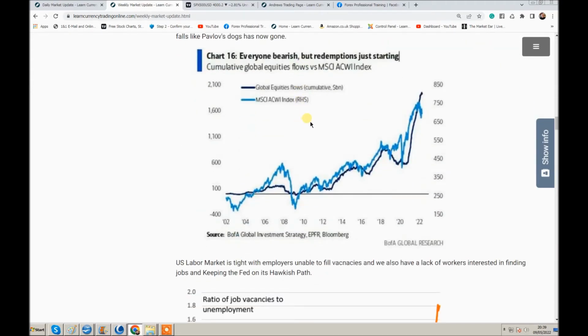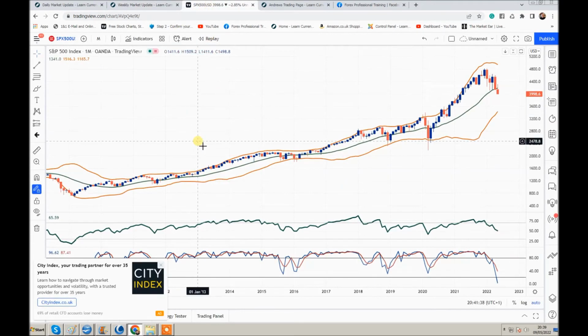Here we've got global equity flows. You had a lot of money flow in, everyone bearish, but redemptions are just starting. You can see money come out of the stock market. So basically bearish of stocks. So there's the COVID sell-off, okay?